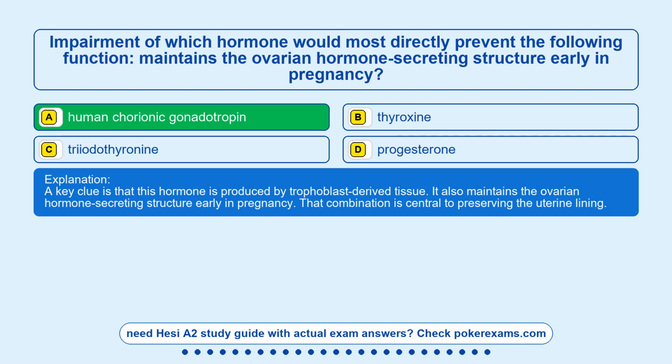A key clue is that this hormone is produced by trophoblast-derived tissue. It also maintains the ovarian hormone secreting structure early in pregnancy. That combination is central to preserving the uterine lining.